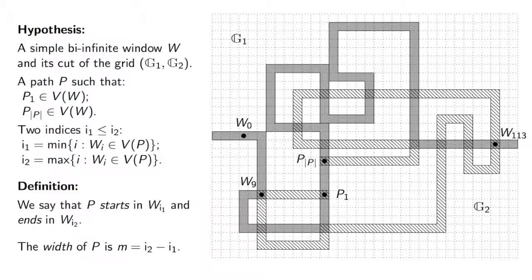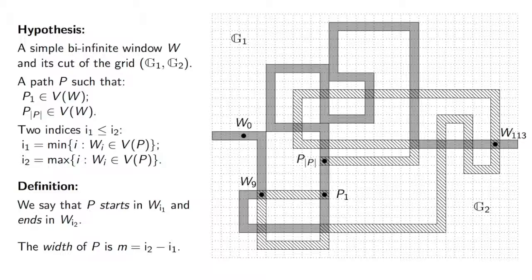We consider the path P again. Now there exist two indices I1 and I2 such that I1 is the smallest index I such that the position of the window W at index I is also a position of the path P, and I2 is the largest index I such that the position of the window W at index I is a position of the path P. We say that P starts in W_I1 and ends in W_I2. Note that the index I1 is always lower than the index I2.